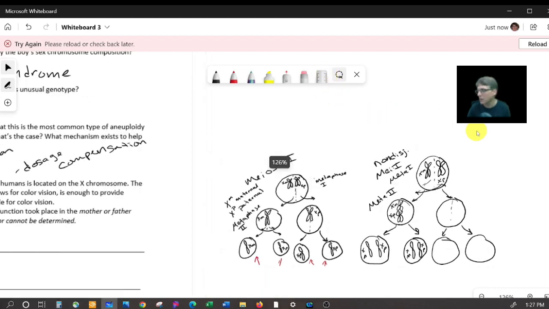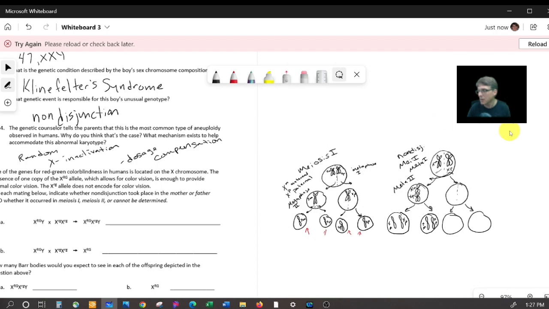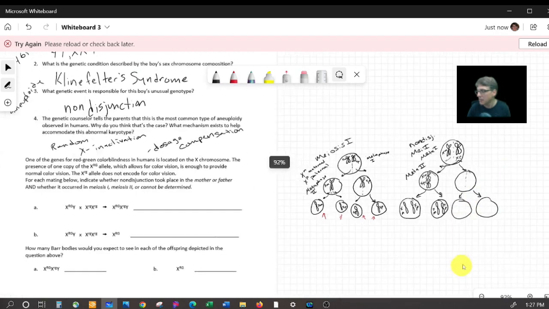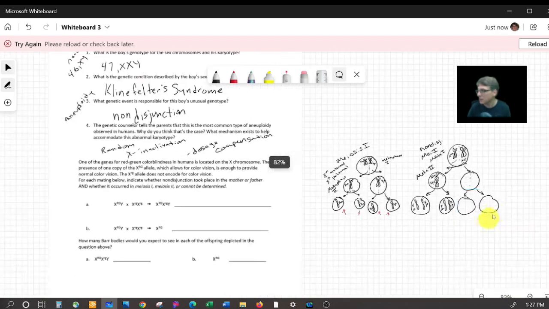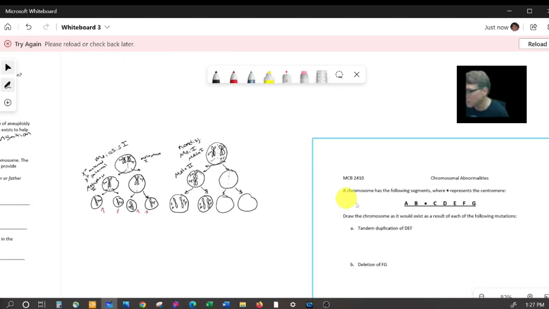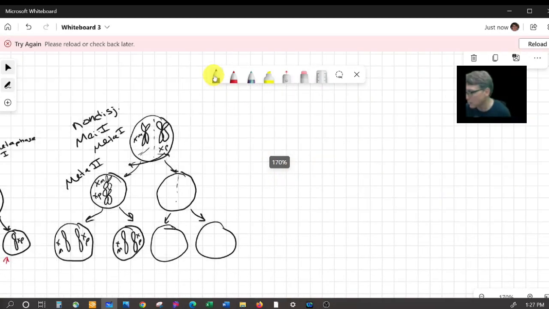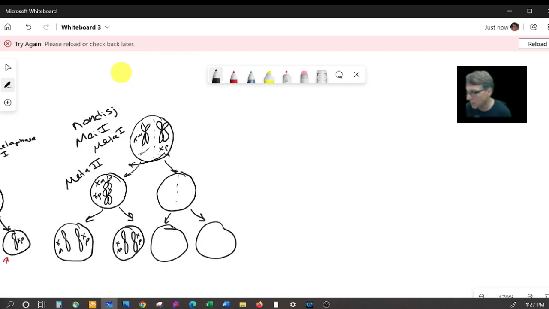non-disjunction and how it occurs in a cell during meiosis 2. Oops, sorry about that. Non-disjunction and how it occurs in a cell during meiosis 2. And so we have non-disjunction in meiosis 2.